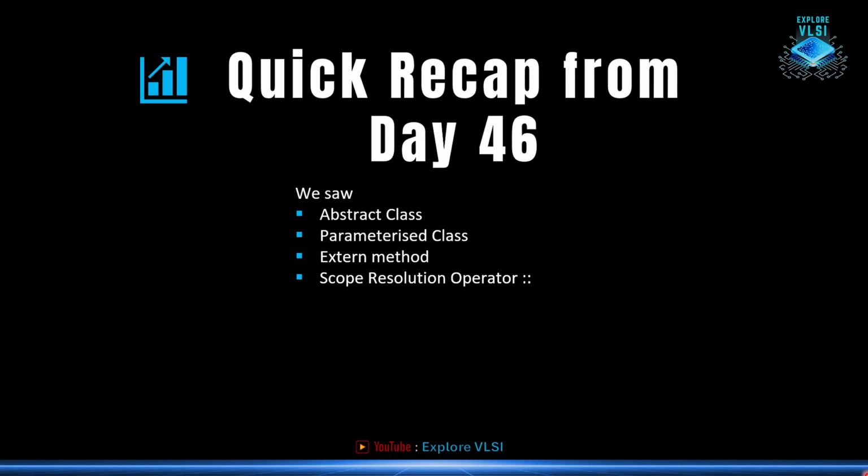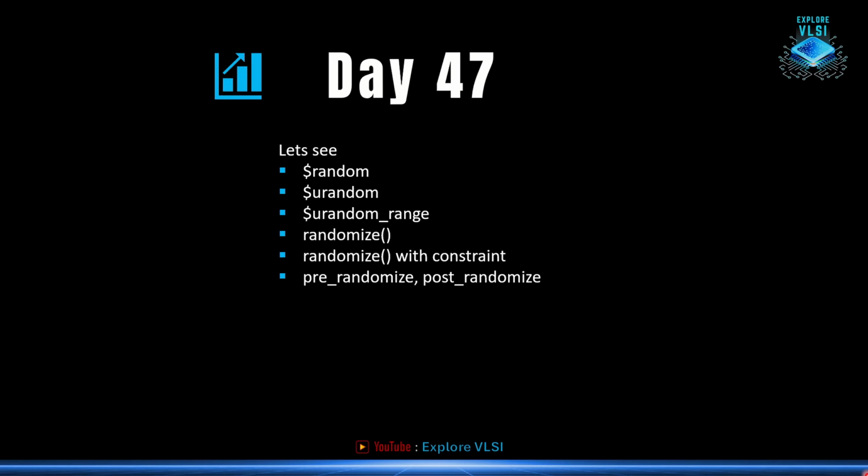In the last video we have seen abstract class, parameterized class, extend keyword, and what is scope resolution operator and how we will be utilizing it. Now we need to understand very important constructs, that is $random, $urandom, $urandom_range, and a very important feature of SystemVerilog to randomize the data, that is randomize, how to utilize that randomize function with constraints, and what are pre-randomize and post-randomize functions we will be writing in the test bench.